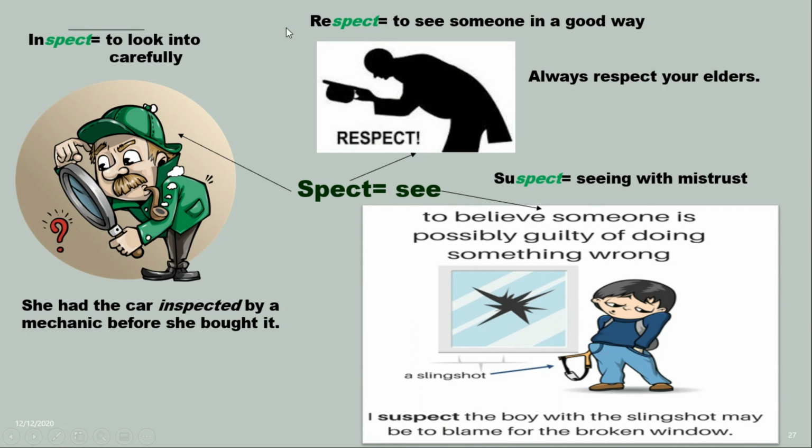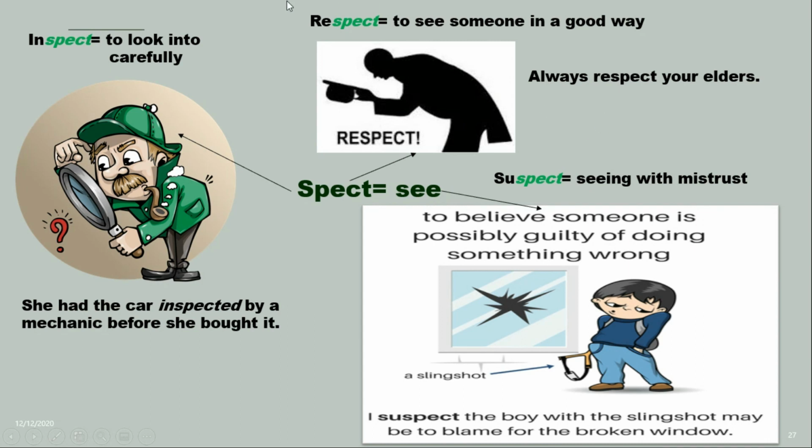Next, look at the word respect. To see someone in a good way. Example, always respect your elders. Next, look at the word suspect. Seeing with mistrust. See here, I suspect the boy with the slingshot may be to blame for the broken window.